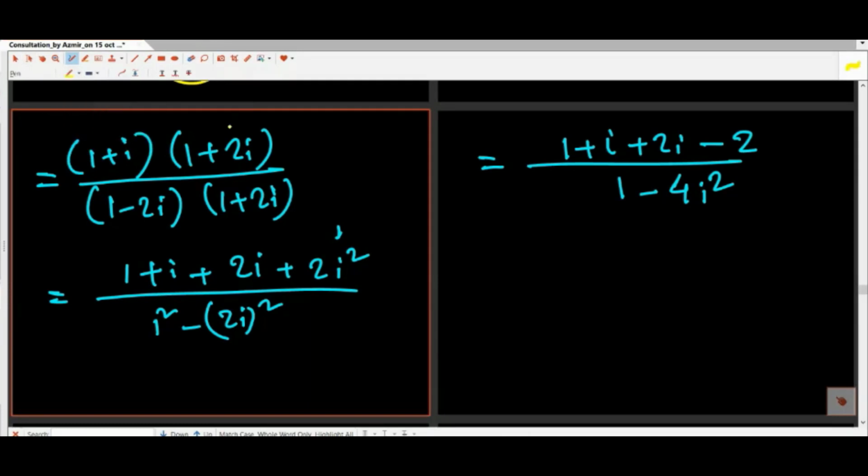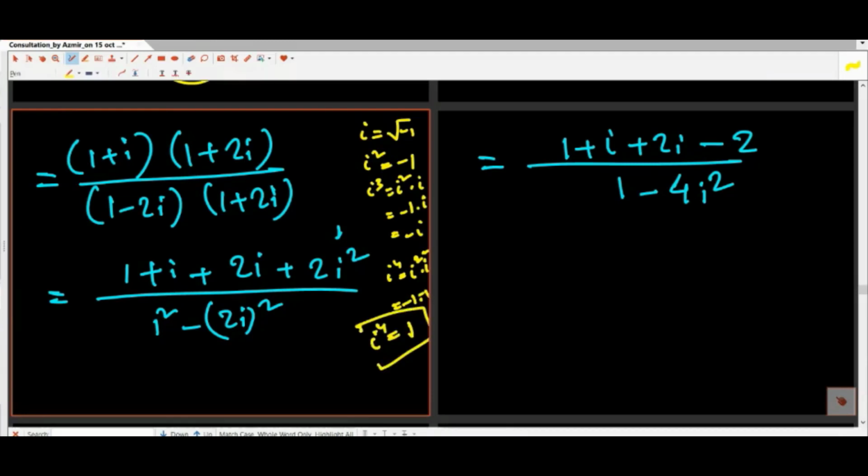So you must know that i is root over minus 1. i squared will be minus 1. i cubed is i squared times i, that is minus 1 times i. So i cubed equals minus i. i to the 4 is i squared times i squared, that is minus 1 times minus 1. So minus 1 times minus 1 will be 1. So i to the 4 is plus 1. So this is how we can compute the powers of i. So that's why it is minus.